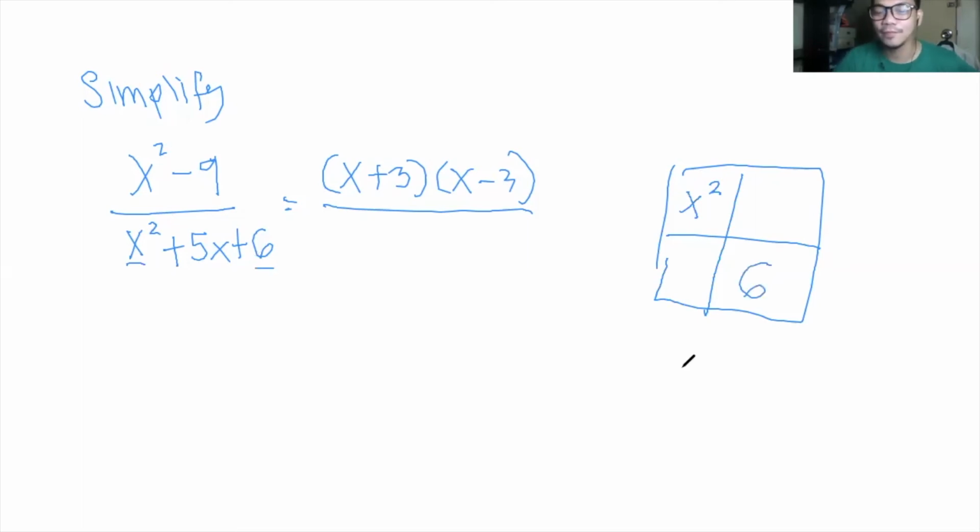To figure out which terms will be placed on the other two, we need to multiply x squared, the first term, and the last term. So that will be 6x squared. This is now the challenge. We need to find two numbers that when multiplied give 6x squared. That's the first condition. The second condition is that those two numbers must also add up to the middle term. In this case, the middle term is 5x.